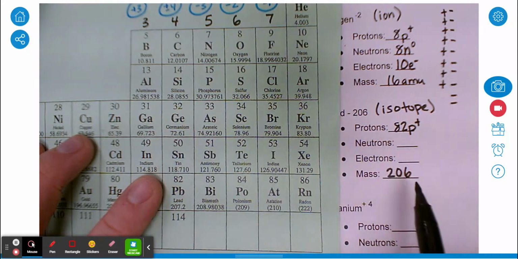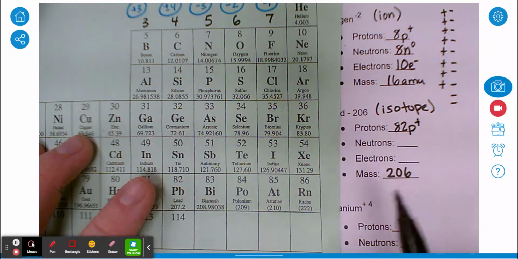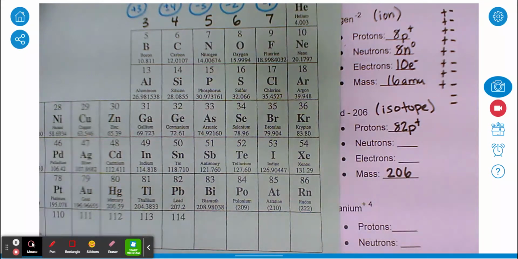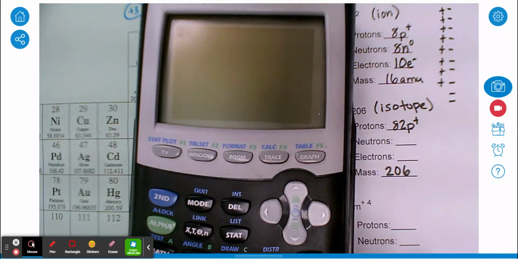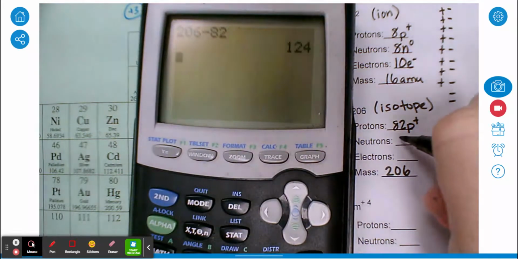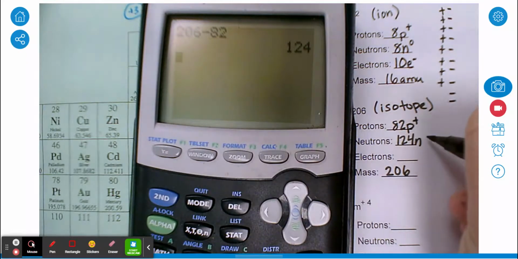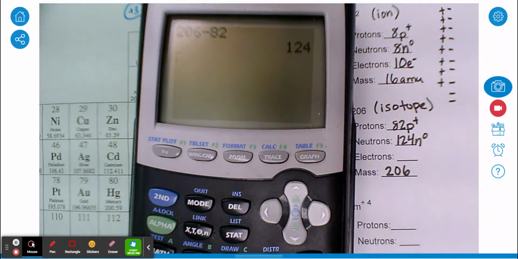My neutrons, again, use the mass given. Don't use the 207. Use the mass given. I'm not doing that in my head. All right, so my mass is 206. 82 of those are protons. The remaining mass of 124 must be neutrons.